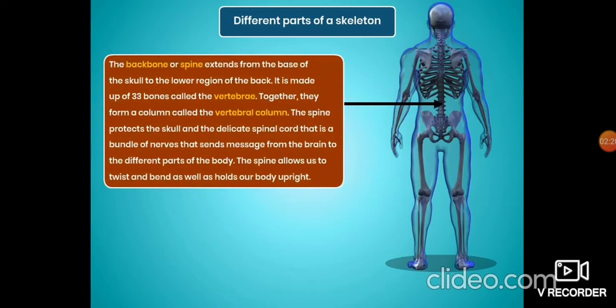Then backbone or spine, it extends from the base of the skull to the lower region of the back. It is made up of 33 bones called the vertebrae. All together they form a column that is known as vertebral column. The spine protects the delicate spinal cord, that is bundle of nerves. These nerves are used to send the messages from brain to different parts of the body. The spine allows us to twist and bend as well as hold our body upright.